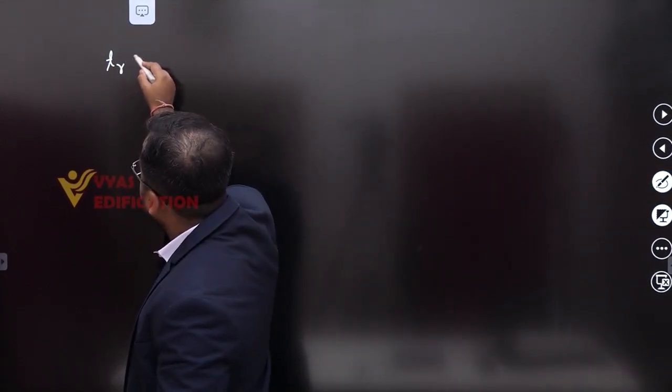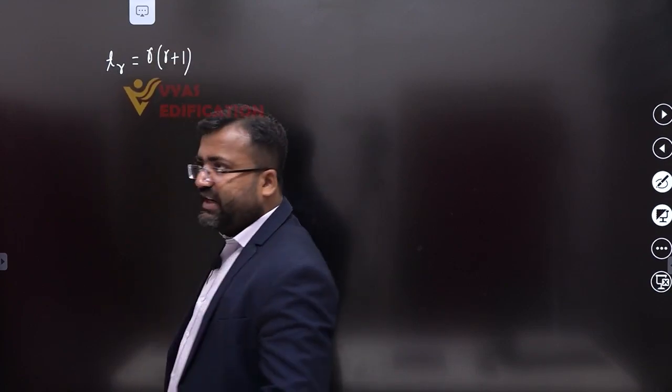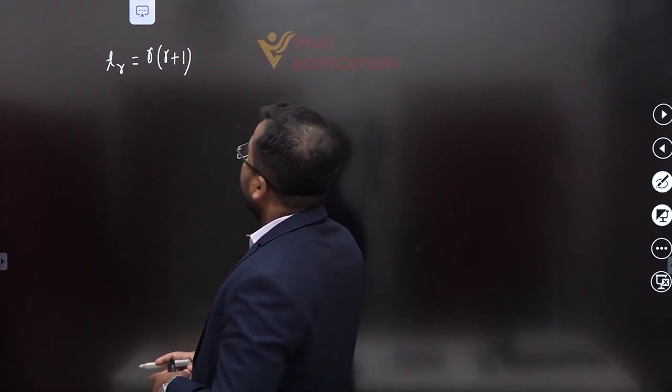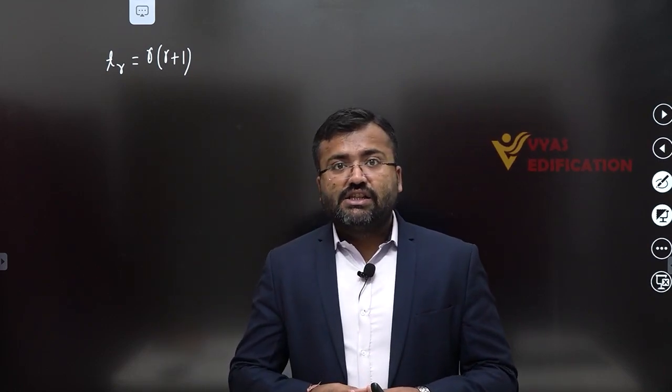What did we have? TR. I'll start with this TR. TR was R times R plus 1. This is what we started with, right? TR was R times R plus 1. Is that okay? Yes.